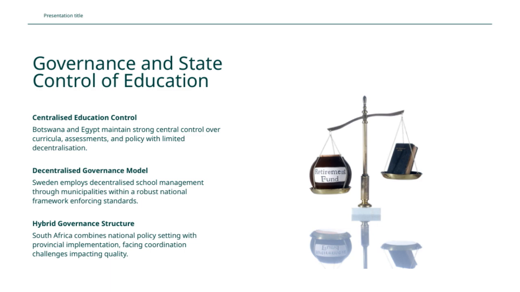While this approach aims to balance national standards with local flexibility, it can face coordination challenges that sometimes impact the overall quality of education. Connecting this to the broader theme, these examples highlight how different governance models influence the effectiveness, flexibility, and quality of education systems. The degree of centralization or decentralization can significantly shape how policies are executed and how well educational goals are achieved.